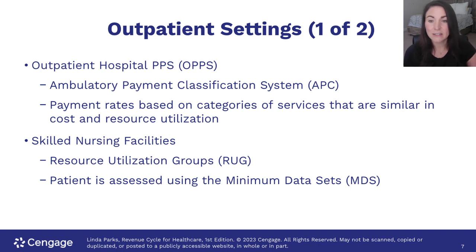Okay. In skilled nursing facilities, the PPS used is resource utilization groups, or RUGs. The patient is assessed using the minimum data set, MDS. This is a clinical assessment done by a nurse to see what the patient's needs are, what are their functional capabilities, what can they do by themselves. So based on the MDS, the patient is placed into a RUG, which determines the facility's reimbursement rate.